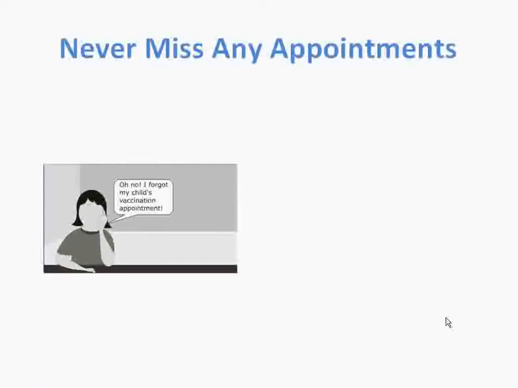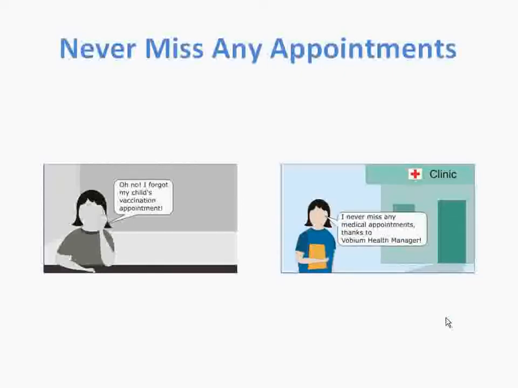A lot of times busy working moms keep on forgetting, oh my god, I just forgot today was my child's vaccination, what should I do? With Vobium Health Manager software, she will directly be getting all the updates on the dashboard telling her that this is the appointment due. It gives you an update for the last 7 days and she will never miss any of the appointments.